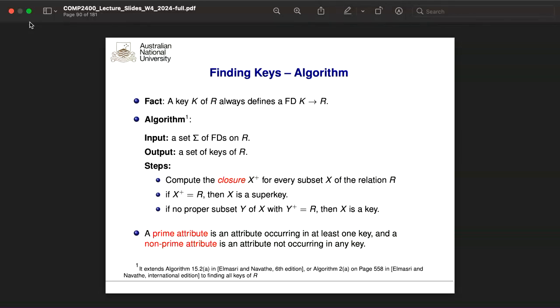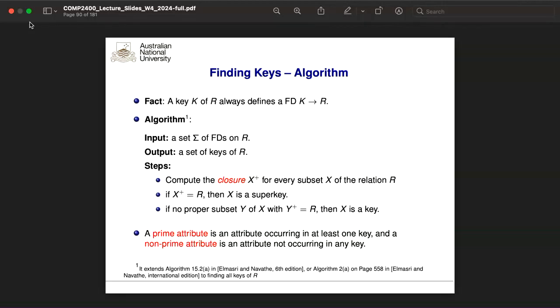So any function, any attributes depend on X, we put that into the closure of X. So this algorithm calculates the closure of subsets of attributes. If closure contains all attributes, then that meets the condition to be a super key, but not necessarily a key.